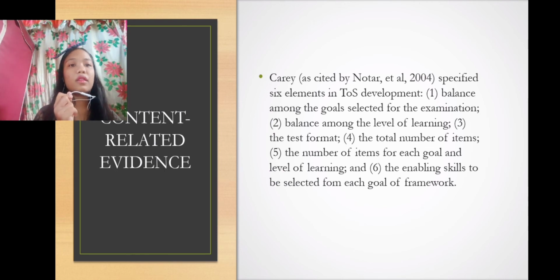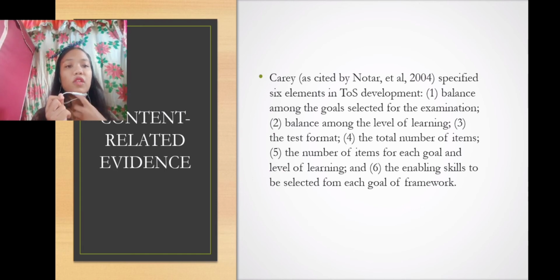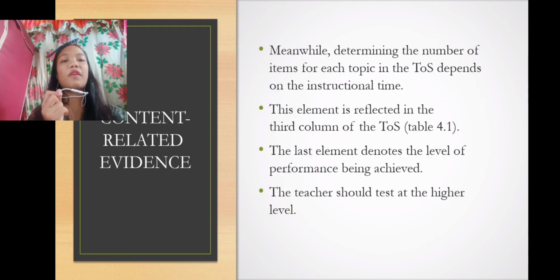Number 1, balance among the goals selected for examination. Number 2, balance among the levels of learning. Number 3, the test format. Number 4, the total number of items. Number 5, the number of items for each goal and level of learning. And lastly, number 6, the enabling skills to be selected from each goal or framework.